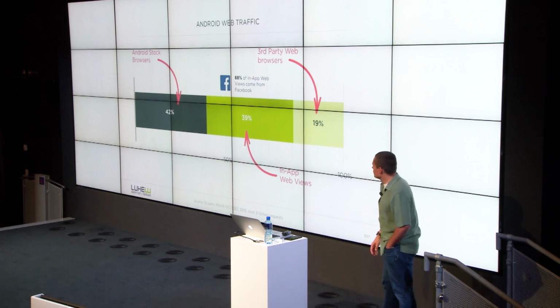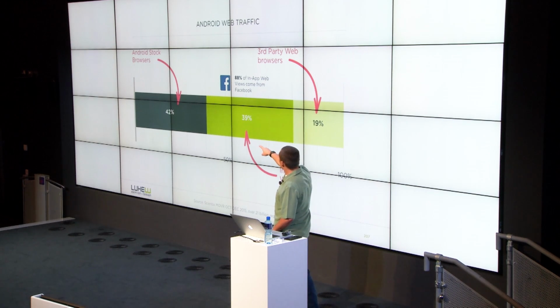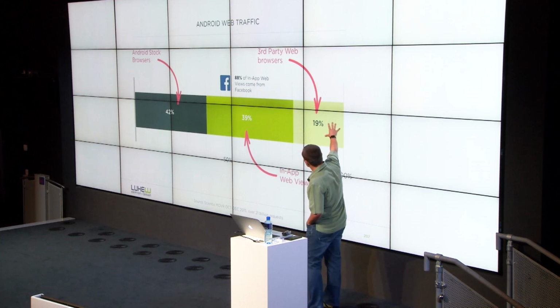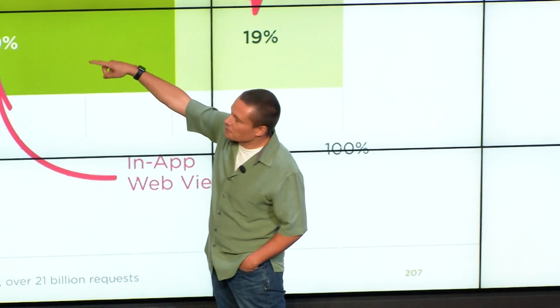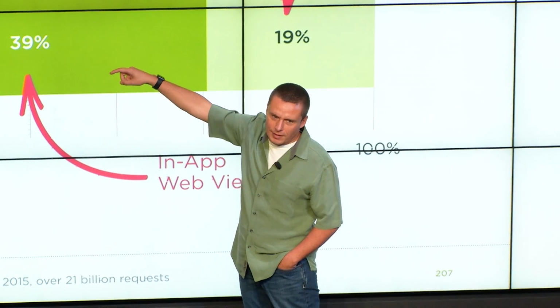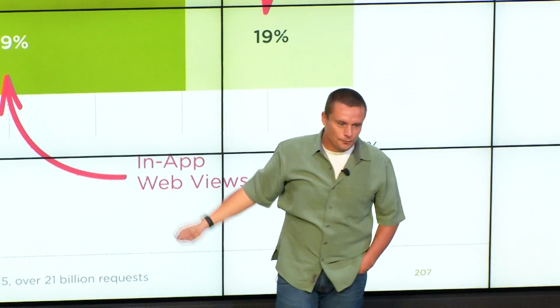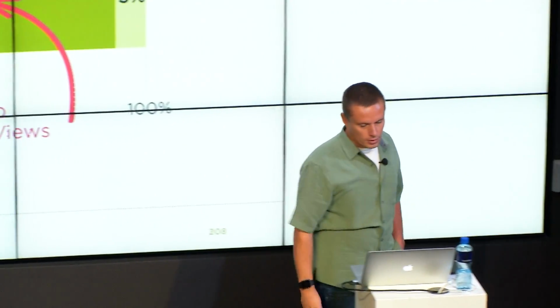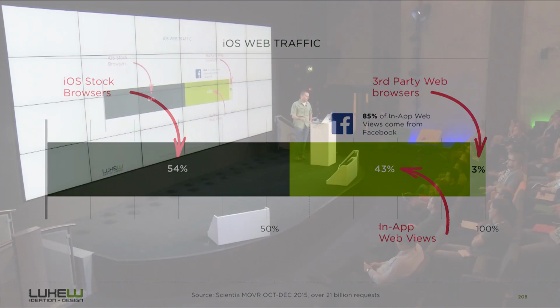So if you look at Android, you see about half of web traffic is inside the stock browser, and then 40% is in-app web views, and 20% is different web browsers. But inside of here, almost 88% of this comes from Facebook. So looking at that, that's the second largest web browser on Android, basically. And similar story over on iOS, although third-party web browsers are much smaller on iOS, but similar sort of usage of in-app web views dominated by social networks.